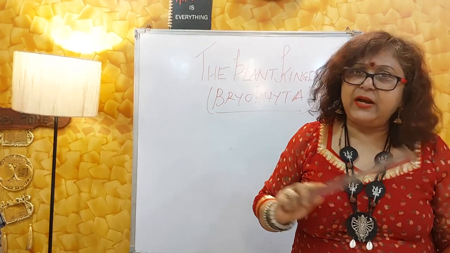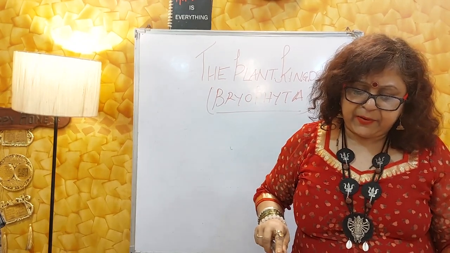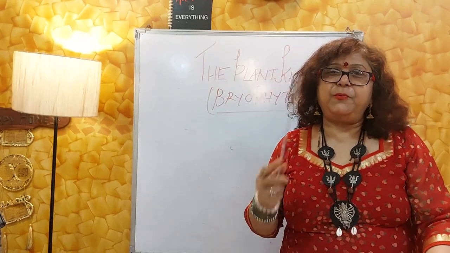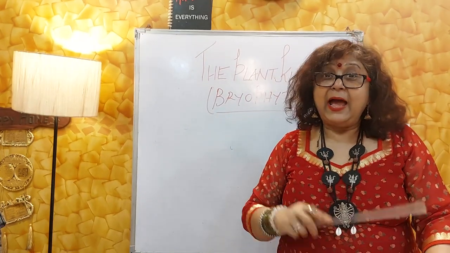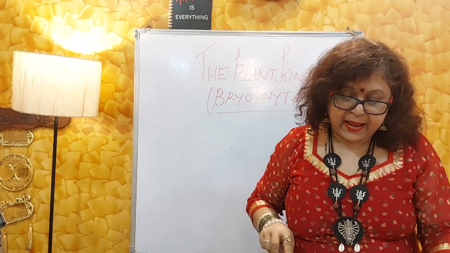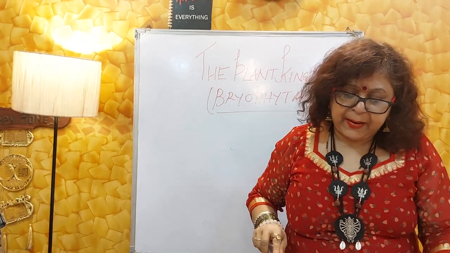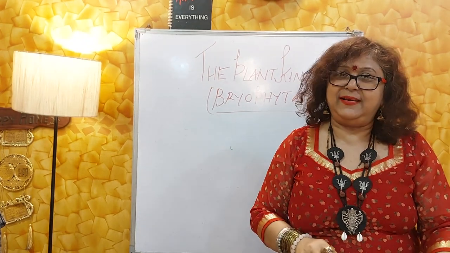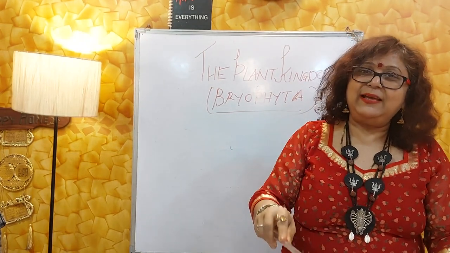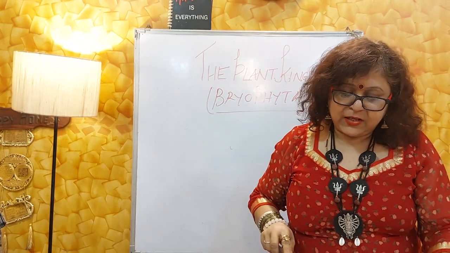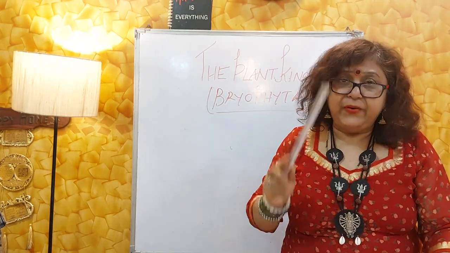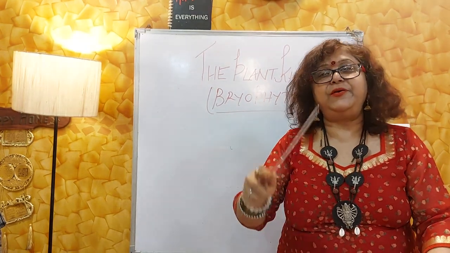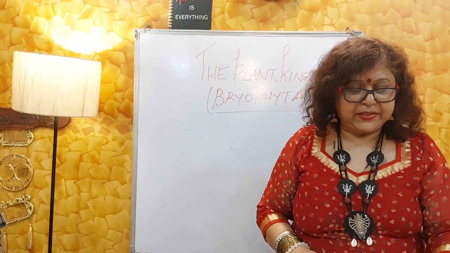The zygote does not undergo reduction division. Instead, it produces a multicellular body called the sporophyte. So the gametophyte is haploid and the sporophyte is multicellular, remember. The sporophyte is not free living, but is attached to the photosynthetic gametophyte, deriving its nourishment from it. Some cells of the sporophyte undergo reduction, that is meiosis, to produce haploid spores, which germinate to produce the gametophyte. This is the mode of reproduction.